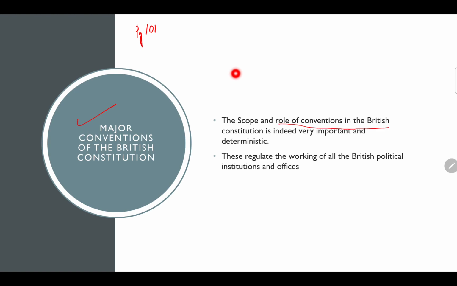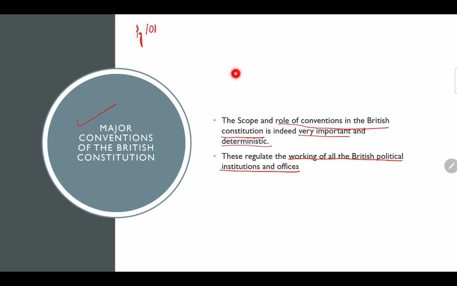The scope and role of convention in the British Constitution is indeed very important and deterministic. Deterministic means that whatever things are discussed or debated, it is the determining factor whether that particular debatable topic is good or a nuisance for their community or constitution. So convention acts as a major feature of the British Constitution, without which the British Constitution cannot be defined.